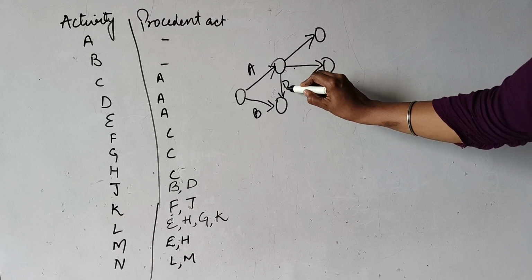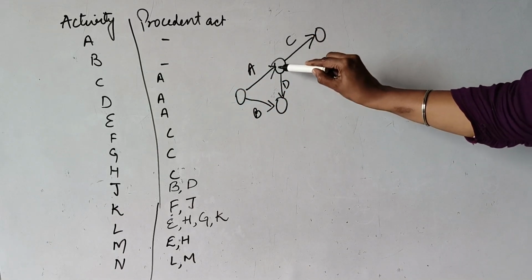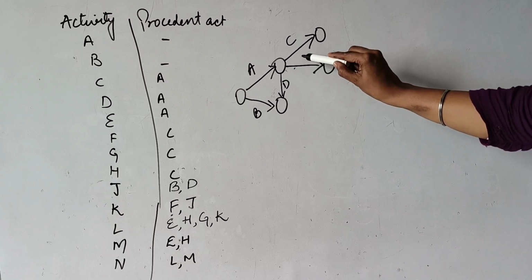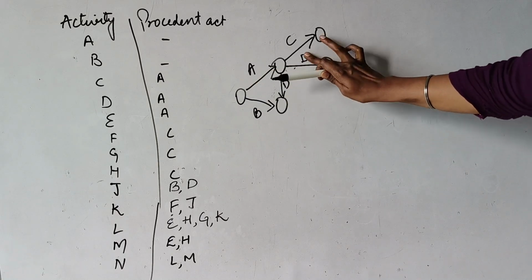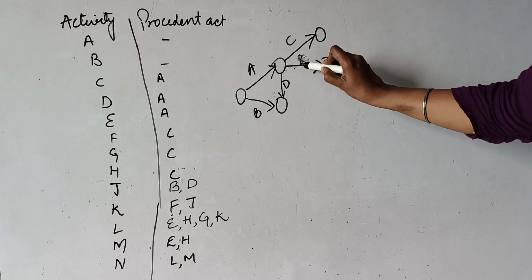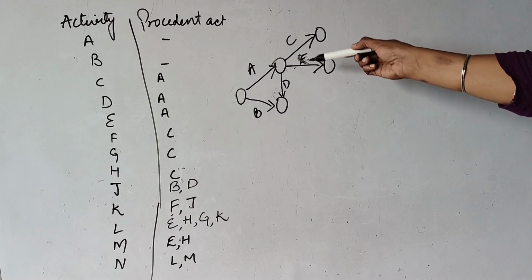D is this activity. As I have seen, A is generating C, A is generating D and A is generating E. So D I have taken here, E I am taking here. So we can just change whenever we require. Let us see whether C is okay here or not.